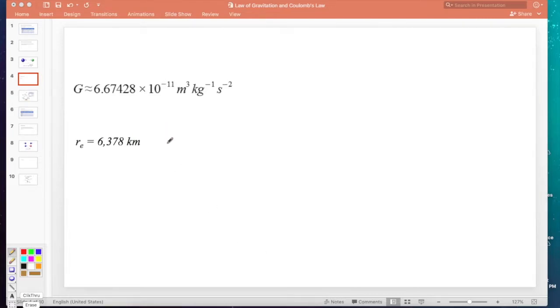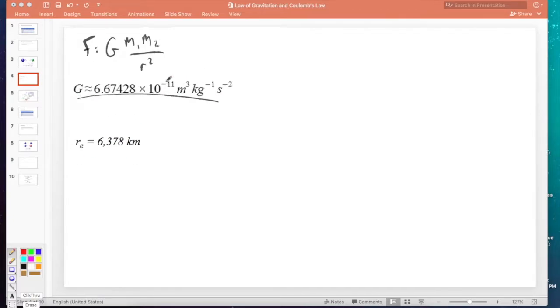So I want to show you an interesting problem that we can do with this. Here's the value of that big G. Remember, the equation that we're using is right here. The force due to gravity is big G m1 m2 over r squared.